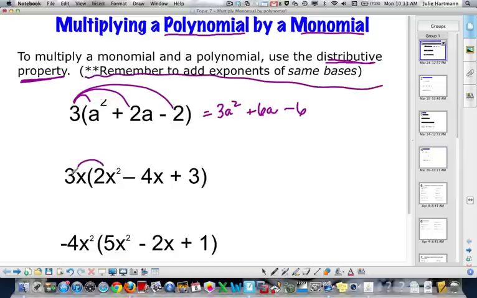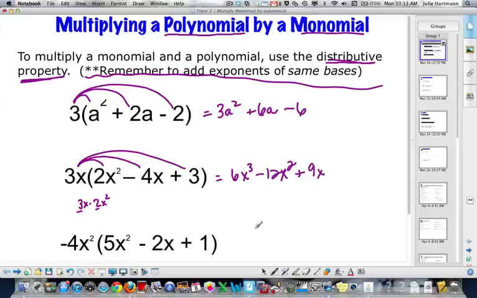So in this next one, 3x times 2x squared, we do 1 plus 2. This is from the first part of this chapter, right? When you're multiplying, you add the exponents. So 1 plus 2 is 3. 3 times 2 is 6. So 6x to the third. And then you have 3x times negative 4x. 3 times negative 4 is negative 12. x times x, 1 plus 1 is x squared. And then 3x times positive 3, 3 times 3 is 9. So we'll have plus 9x.